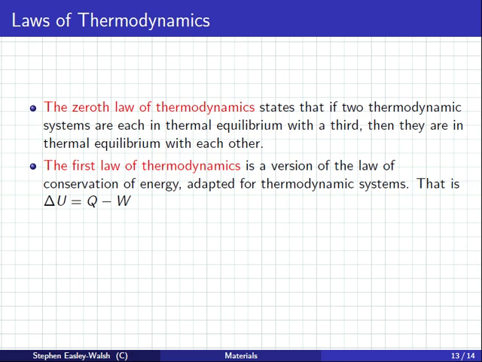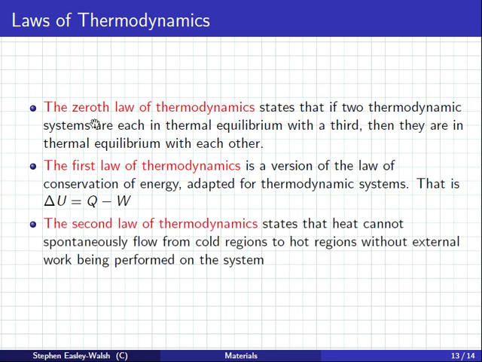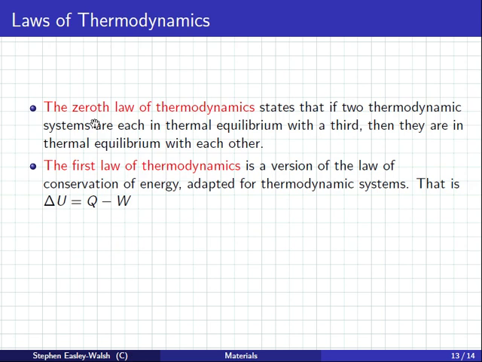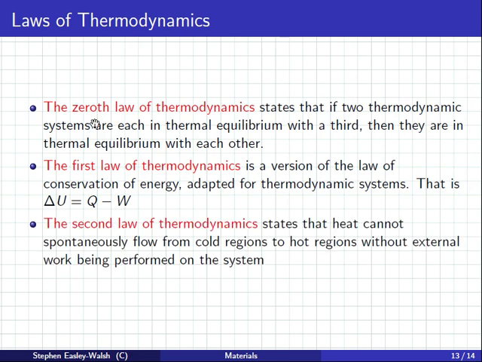Okay, lastly. We're doing okay? Yeah. Lastly, the second law of thermodynamics says that heat cannot spontaneously flow from cold to hot without external work being performed on the system. So that means if I have a cup of hot coffee beside a cup of cold coffee, what will happen? The heat from the hot will go into the cold until they're balanced. You never see the cold coffee get colder and the hot coffee get hotter. The heat doesn't flow the other way. It flows from the hot to the cold.